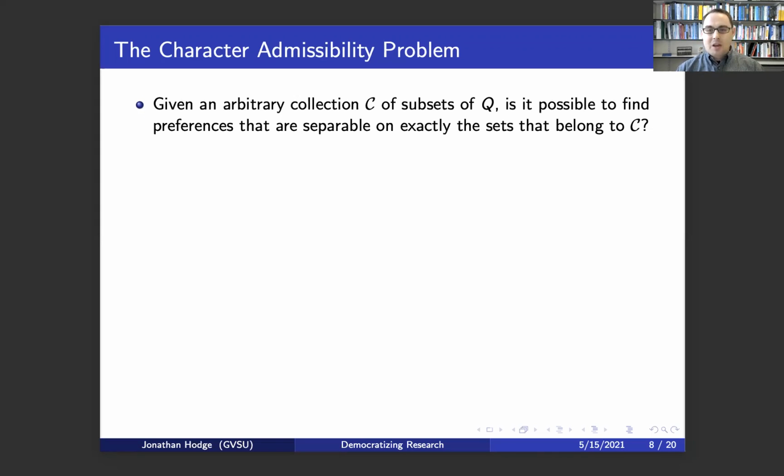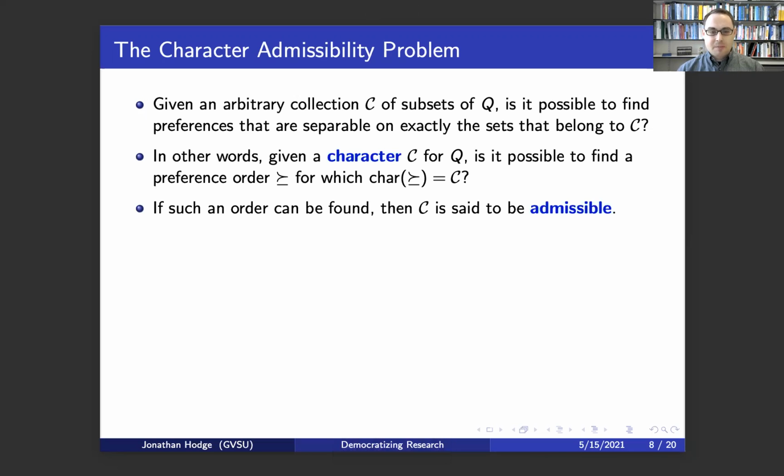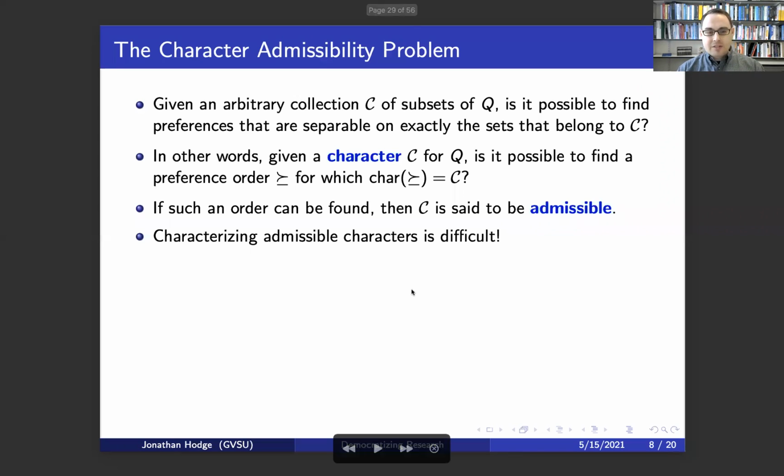This question becomes a mathematical curiosity, and it turns out it's one that has a lot of interesting mathematics involved in it. So we ask, if we're given a character, can we find a preference order that has that character? If such an order can be found, we call the character admissible. And it turns out that characterizing admissible characters is a really hard problem. Finding the characters that are admissible is not trivial at all.